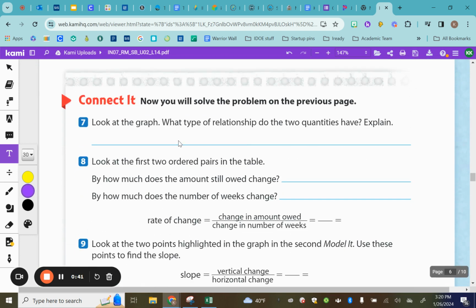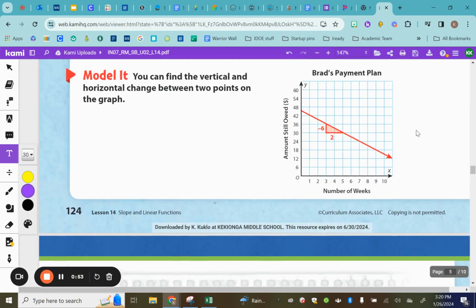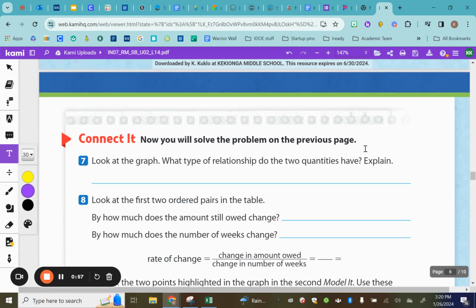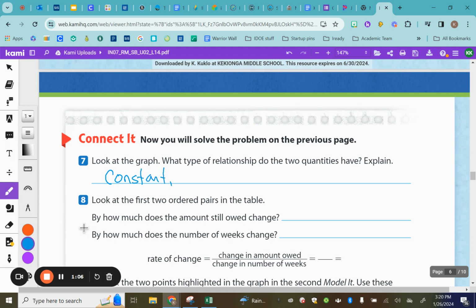So first, our question says, number 7, look at the graph. What type of relationship do the two quantities have? So think about what we talked about in the first part. Is it going to be varying or is it going to be constant? So is this a constant or varying rate? And it will be constant because it is linear.